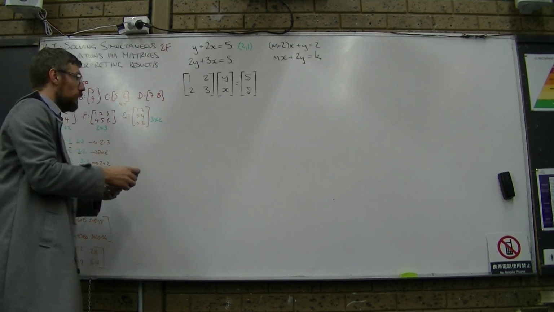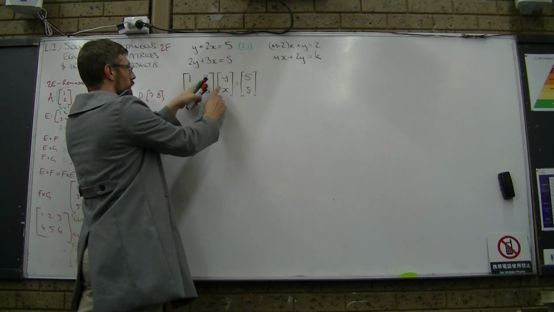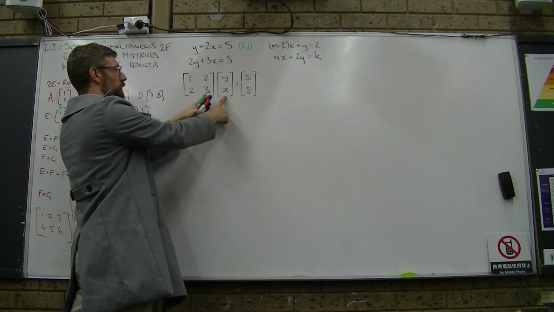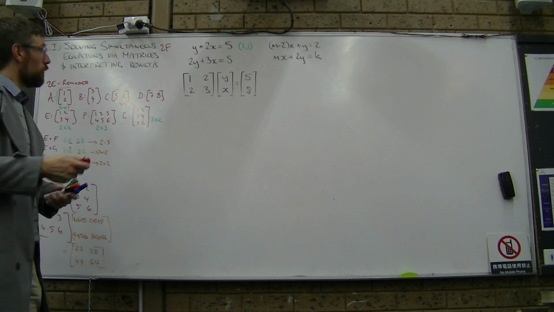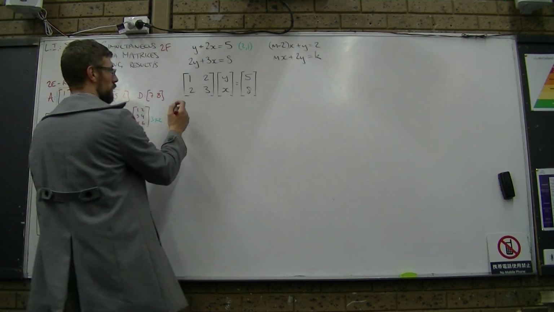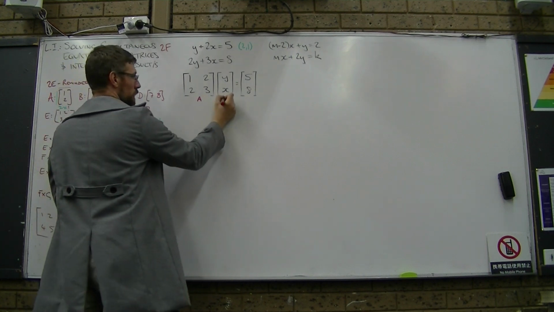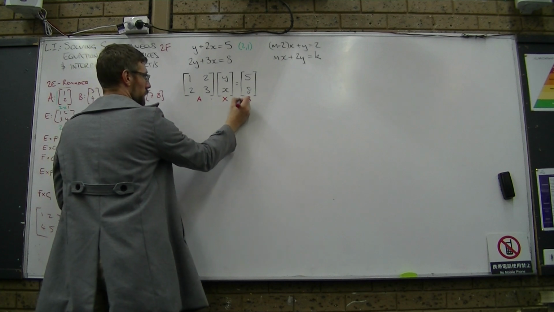Yes, cool. Notice that if I try to expand this, I'll get 1 times y plus 2 times x, 2 times y plus 3 times x. So it's the exact same thing. Cool. Now we want to do some matrix algebra. We're going to call this A, we're going to call that x, we're going to call that b. So we've got A times x equals b.